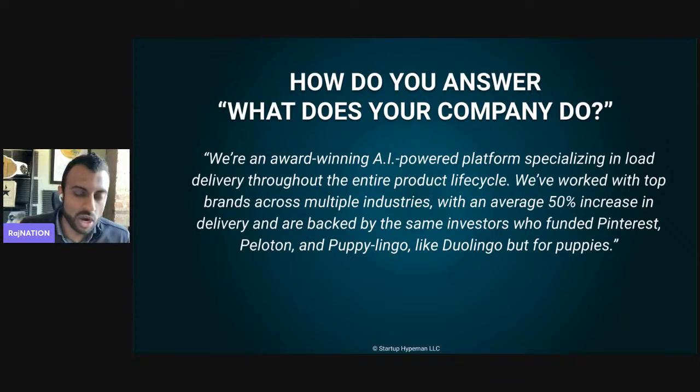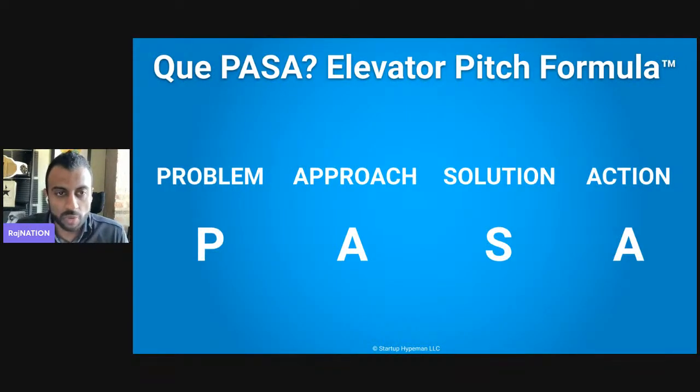And when you're giving your pitch, when you're talking about your company, that elevator introductory pitch, you just need to tell them what's up with your company. And so this is a special acronym that we came up with, and it's Que Pasa, okay? The Que Pasa elevator pitch formula, where PASA stands for problem, approach, solution, action. Problem, approach, solution, action.